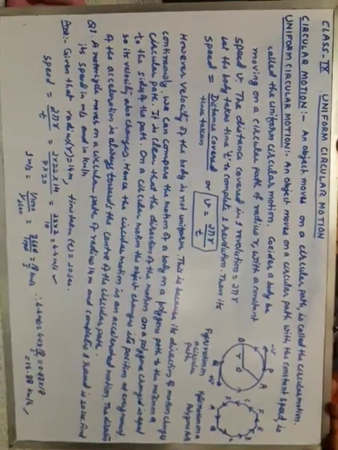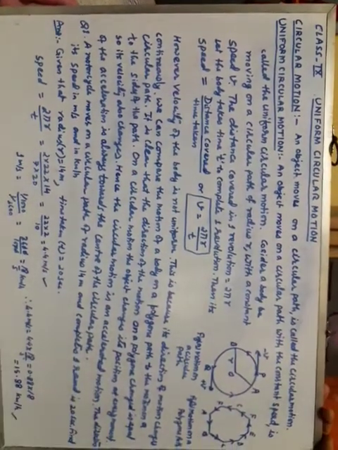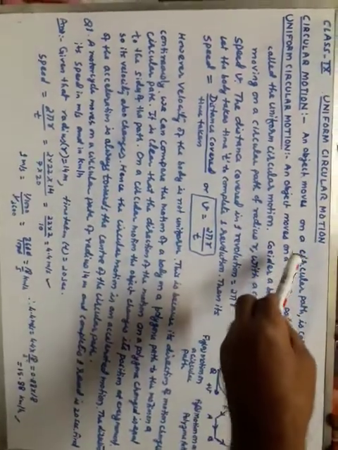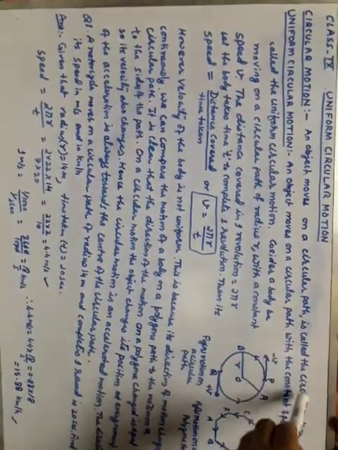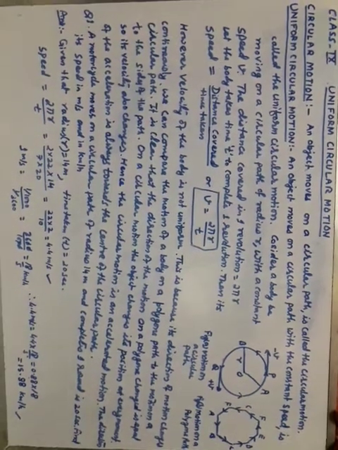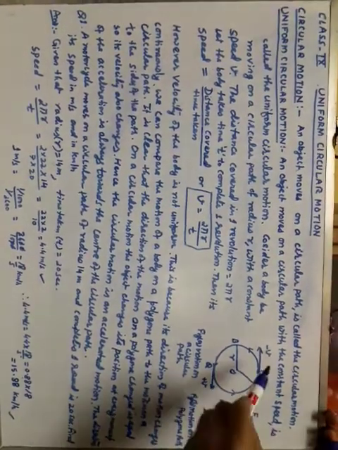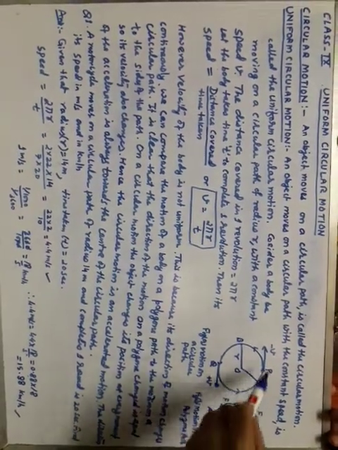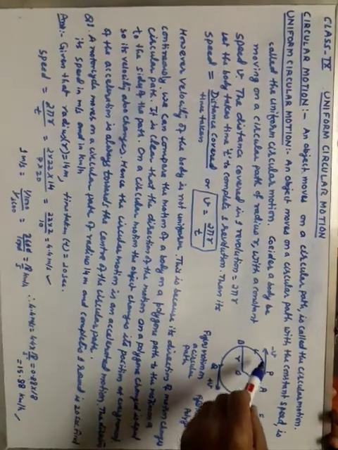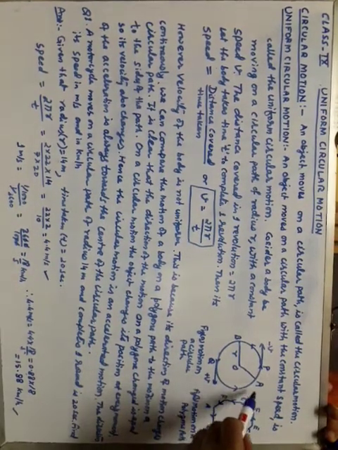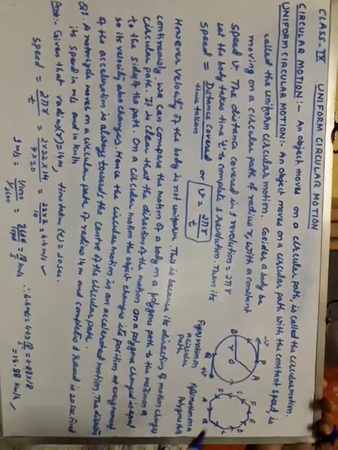Dear students, in this topic we will describe uniform circular motion and velocity when a body is moving on a circular path. First of all, circular motion. An object that moves on a circular path is called circular motion. Just see in this figure that an object is moving on this circular path of radius r, and the arrow mark is showing the direction of its motion.